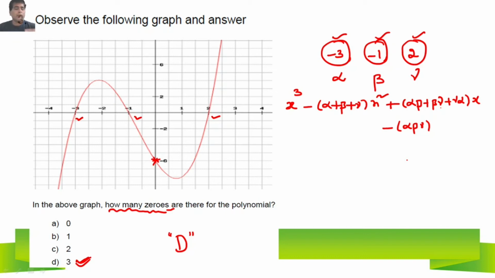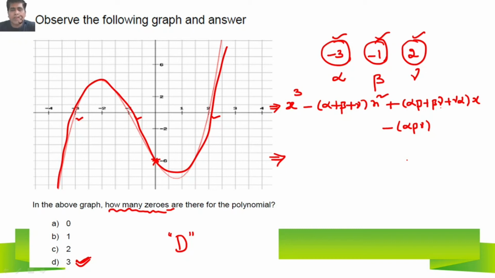When we are attempting the case study questions, you must revise all the basic concepts of the chapter you are solving. Just go through this formula once. We will use this formula to get the expression of this graph. Whatever this graph is, it is a cubic graph, and we'll get its expression.